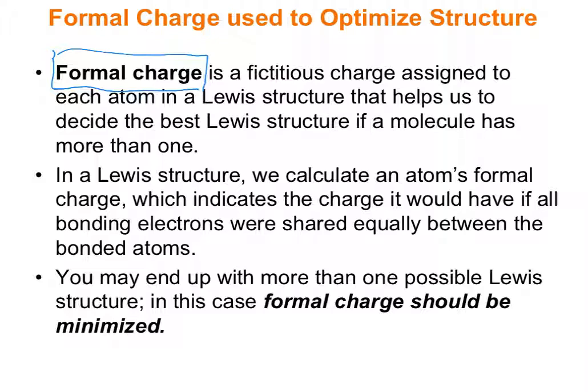But the bottom line, what you really need to remember, is that the formal charge on a molecule should be minimized. The fewer atoms that have a formal charge and the smaller the overall total formal charge is, the more stable the molecule is. When I say minimize, the ideal situation is a formal charge of 0.